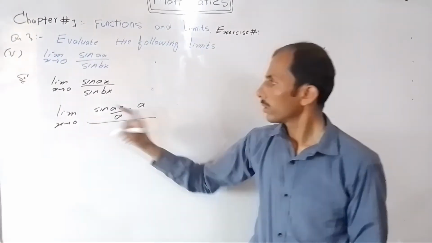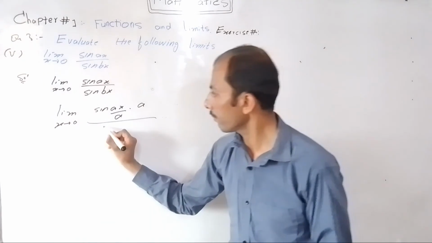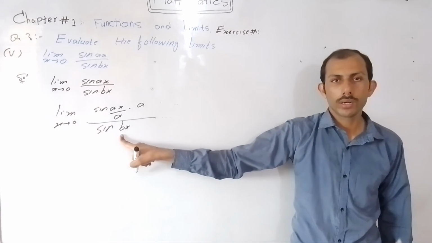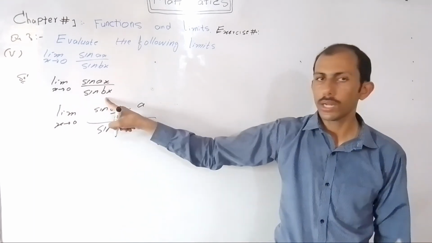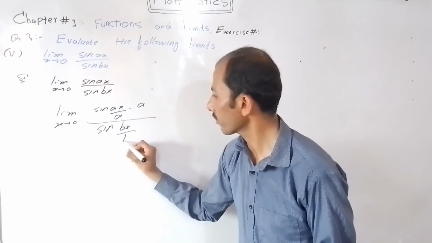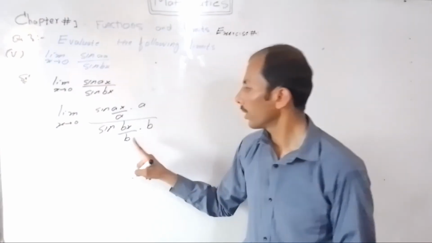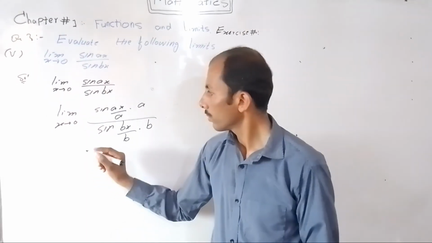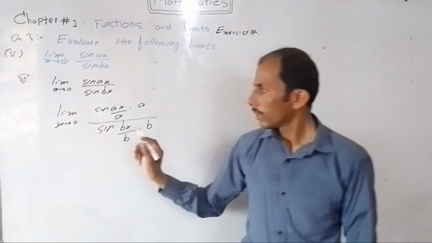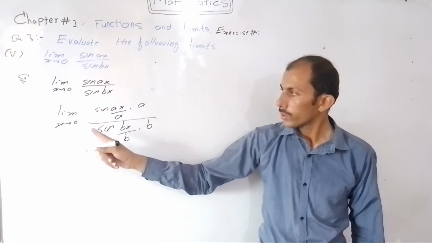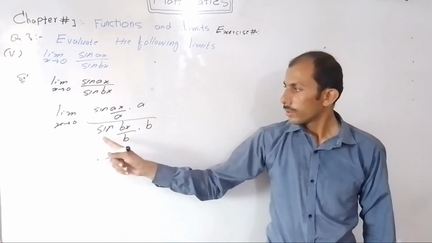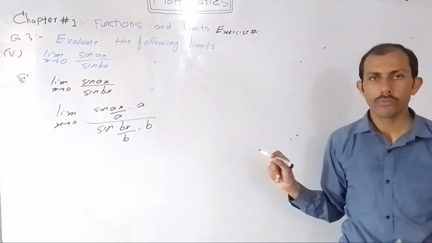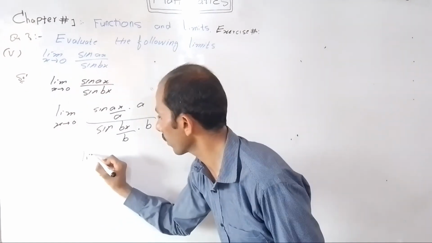Next, sin bx, dividing and multiplying by b in the denominator form. So sin bx divided by b dot b, divided by b and multiplied by b. So limit x approaches to 0 of sin ax divided by a, over sin bx divided by b, using the quotient rule of limits.